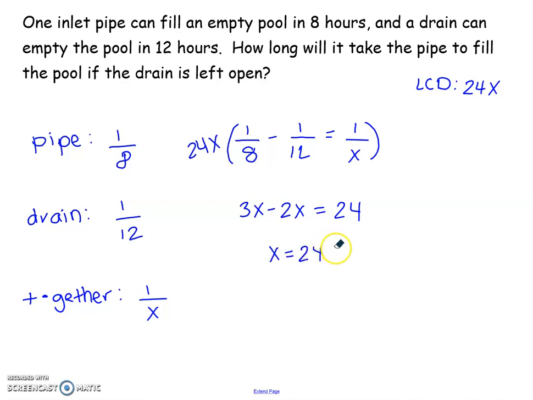And don't forget to label it. This is hours. So even though the pipe can fill the pool in 8 hours and the drain can drain it in 12 hours, if the pipe is filling it as the drain is emptying it, it's going to take 24 hours for that pool to get filled.